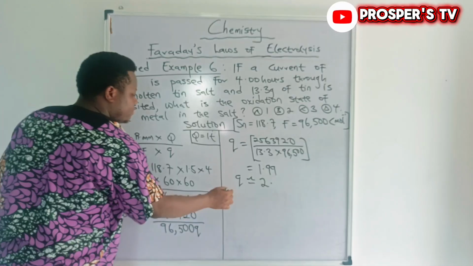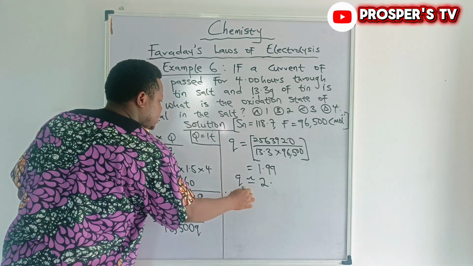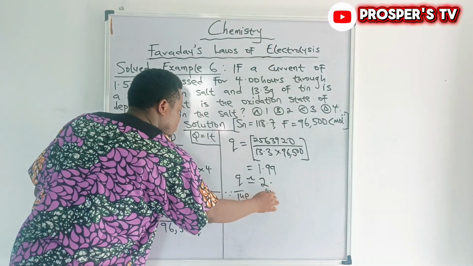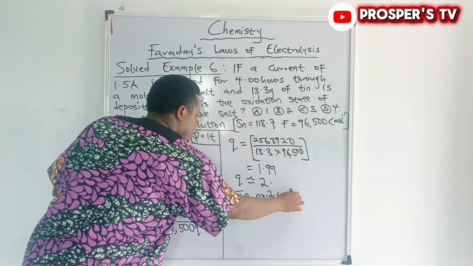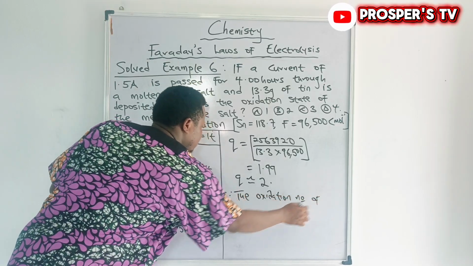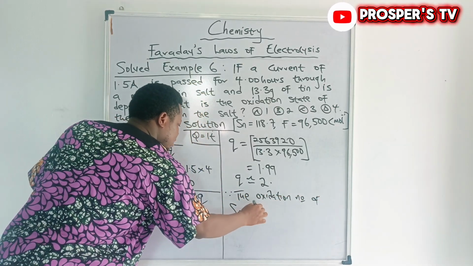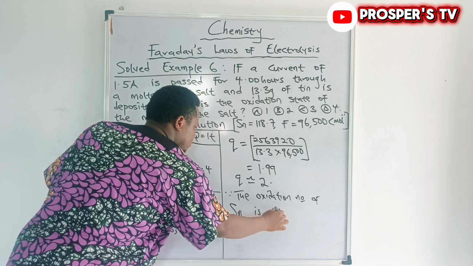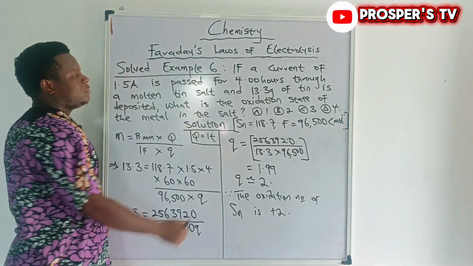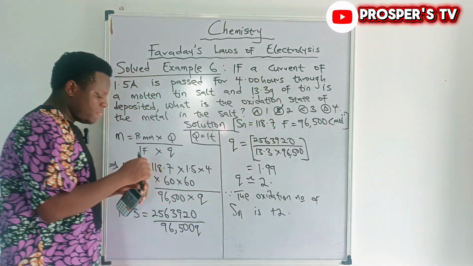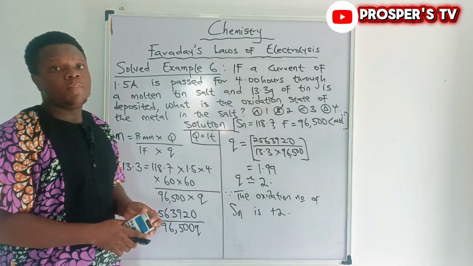So obviously, approximately, our Q will be equal to what? 2. So it therefore means the oxidation number of tin is plus 2, since tin is a metal, which corresponds to option B here. So that's how you get your oxidation number.